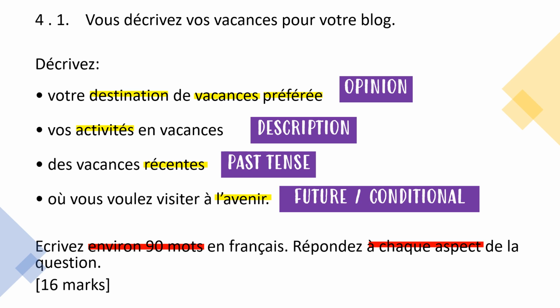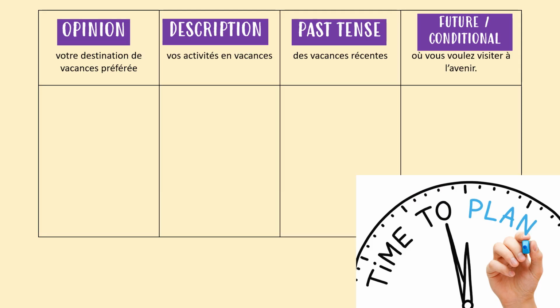So once we've figured out what our questions mean and we've figured out what the examiner is looking for in each bullet point, then we need to do a little bit of planning. This planning should take us no more than 5 minutes. So in my first one, I know that I'm giving my opinion and the bullet point is votre destination de vacances préférée. Now the first thing I need to do is, instead of saying votre destination, which means your destination, I need to change it to ma destination because I want to talk about my favourite destination.